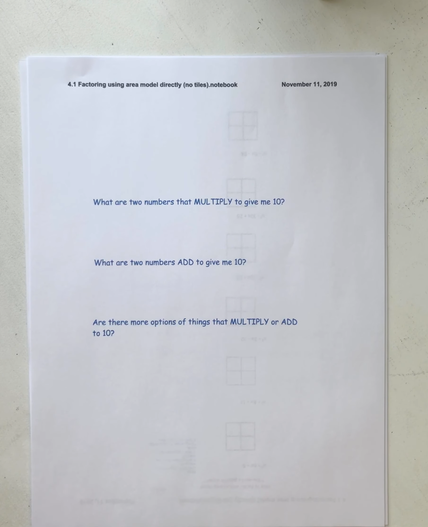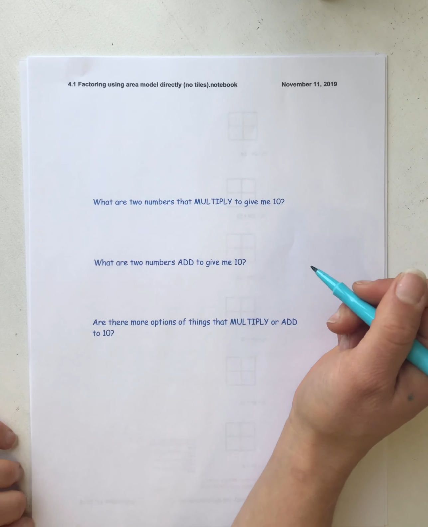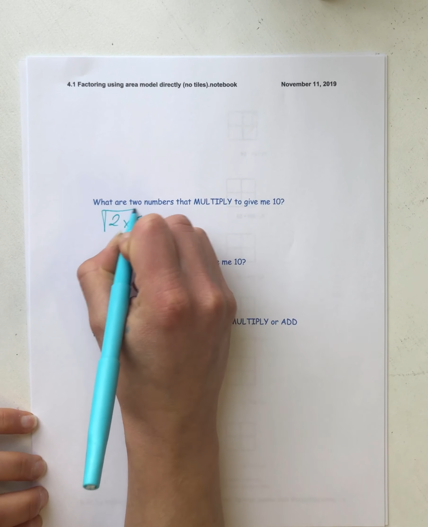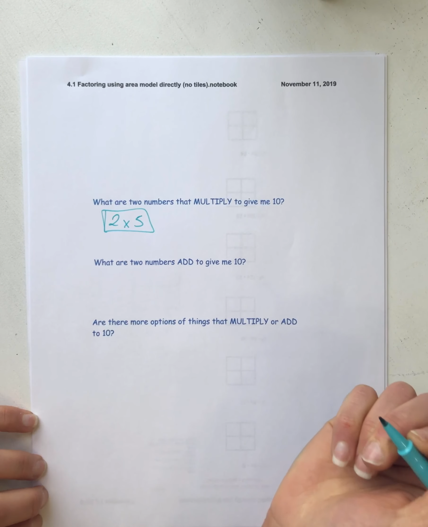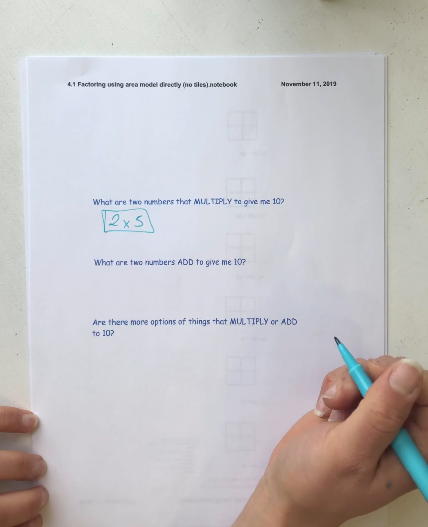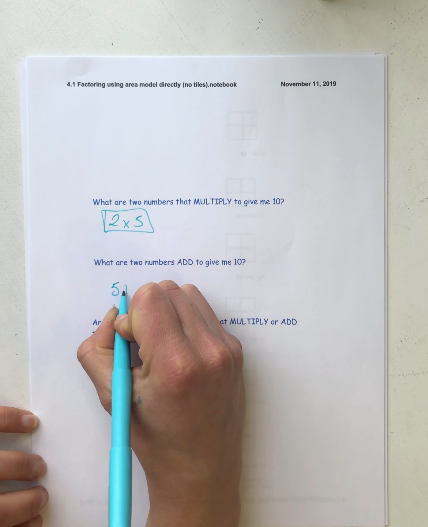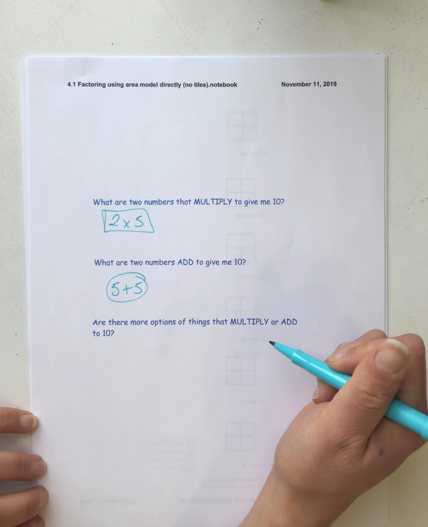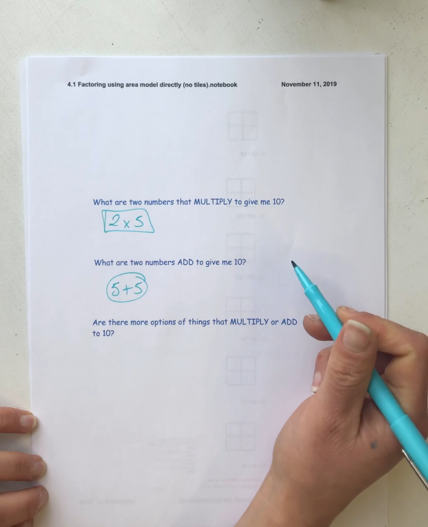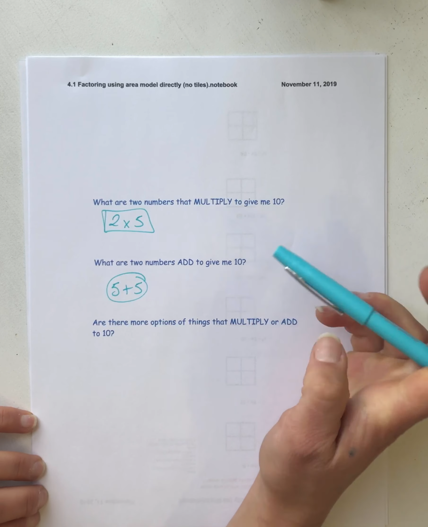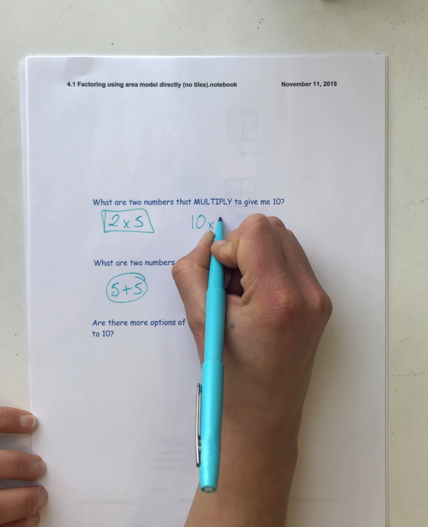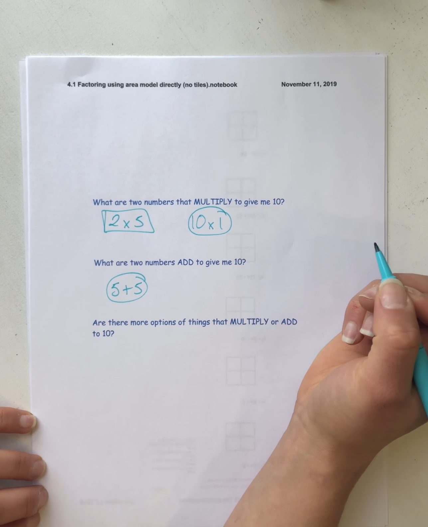So, what are two numbers that can multiply together to give me 10? Well, we can multiply 2 and 5 together, right? That's going to give us 10. And what are two numbers that we can add together to give me 10? We can add 5 and 5 together. But do we have other options that can also give us 10? Well, when we multiply, we can also multiply 10 and 1 together. That's going to give us 10.